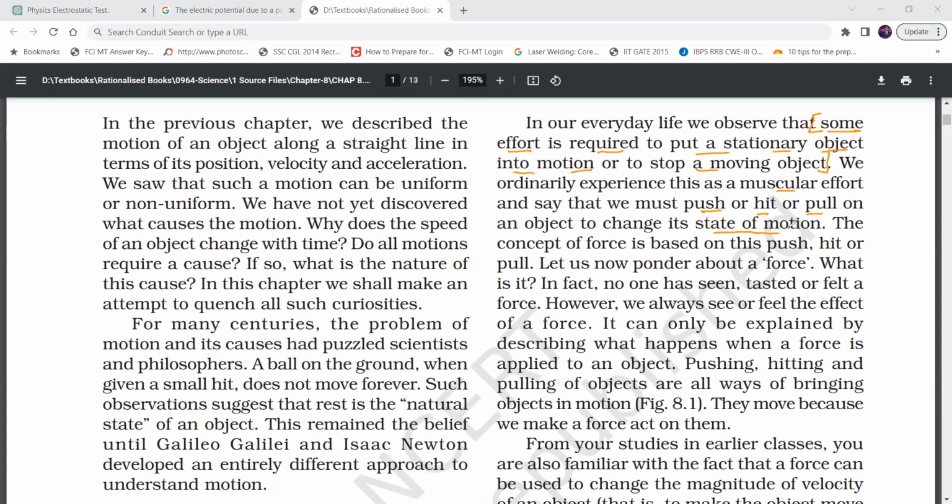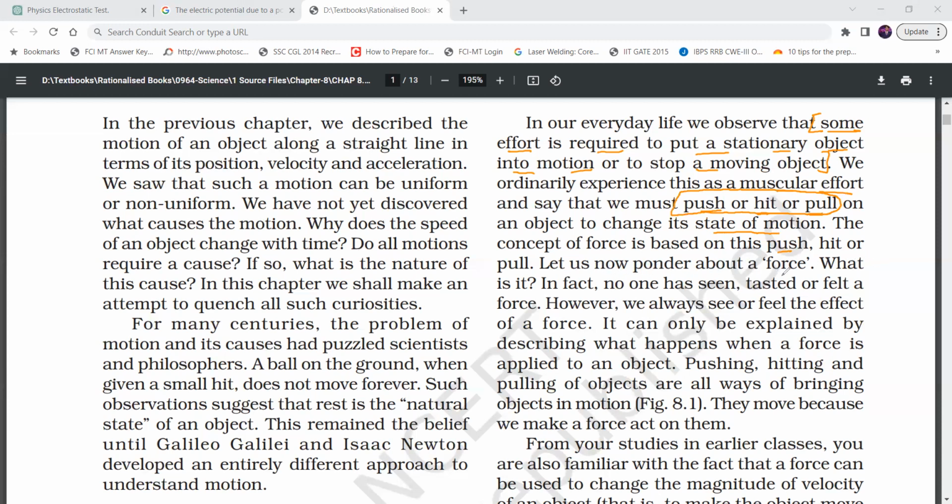So how can you change the state of motion? Here we can say there are three types of inputs to change the state of motion. You can push an object, you can hit an object, you can pull an object. Muscular effort is basically muscular force. The concept of force is based on this push. So force is, if you have studied in class 9, a kind of push, hit or pull.